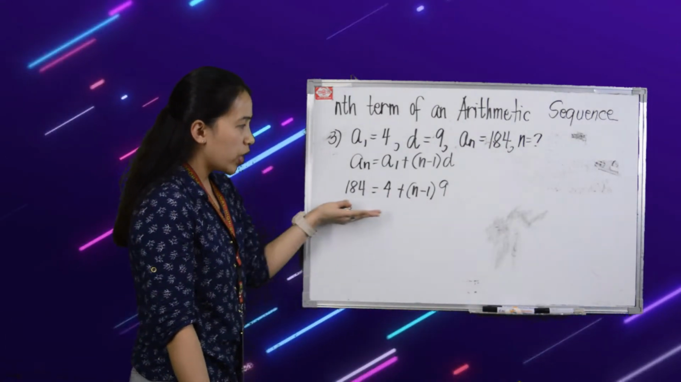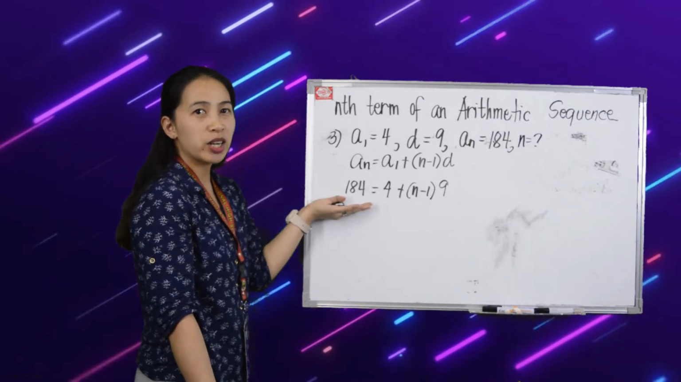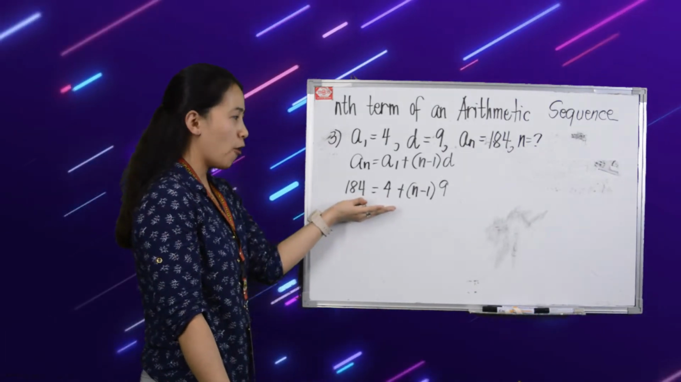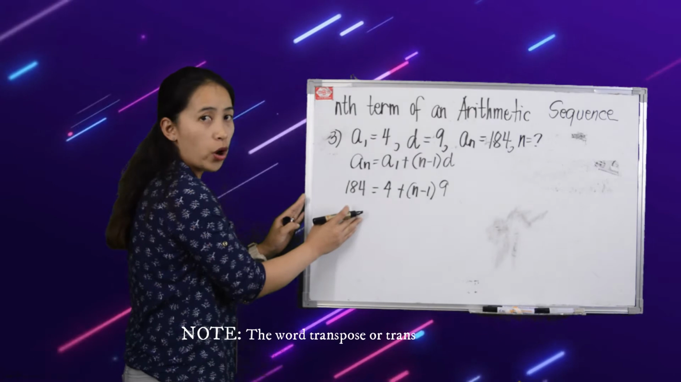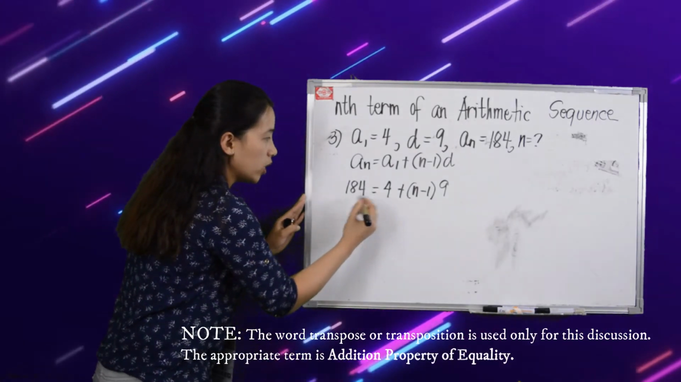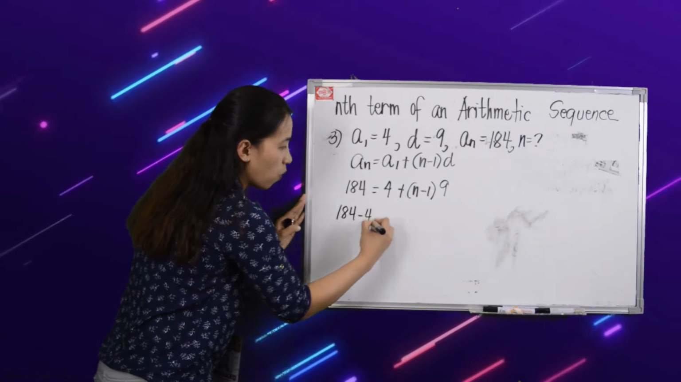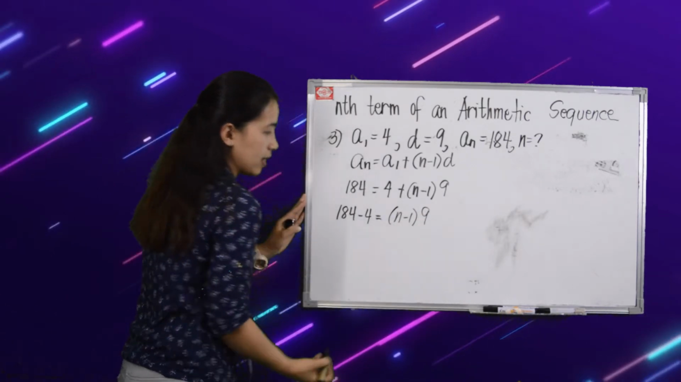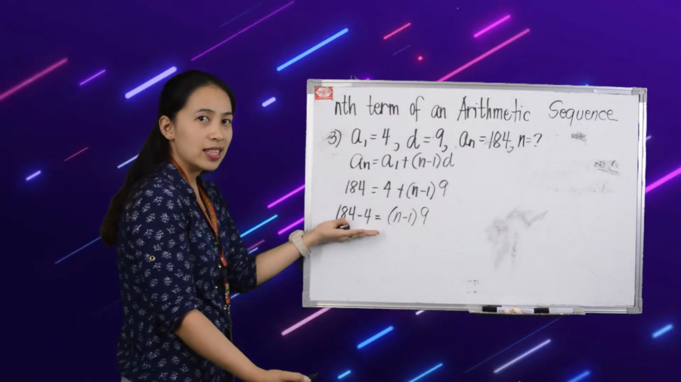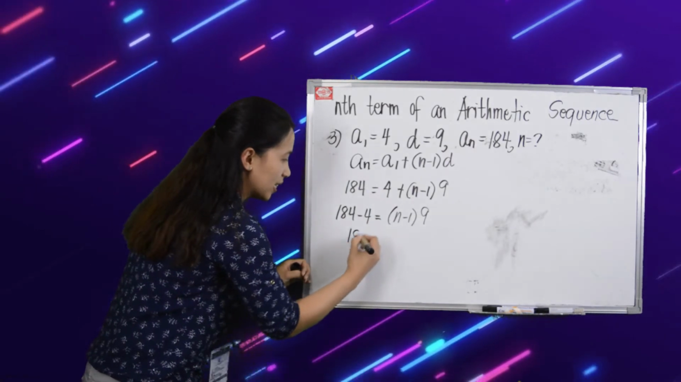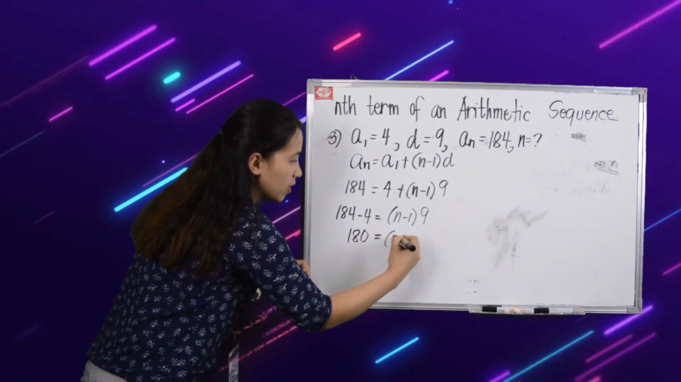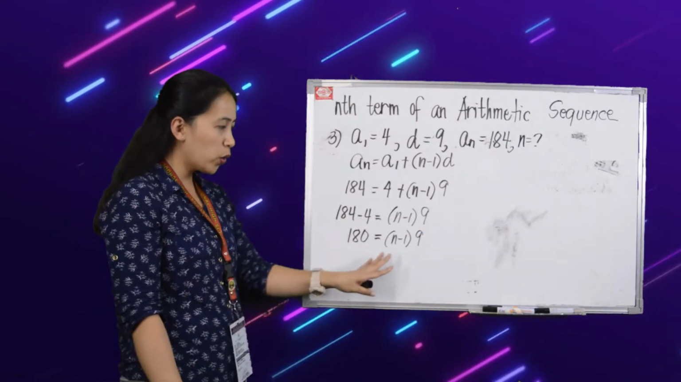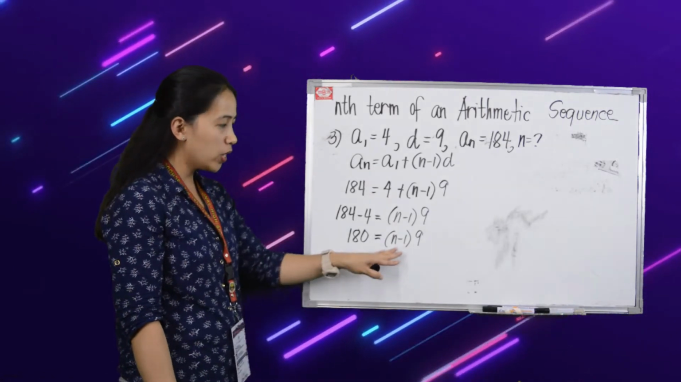How are we going to isolate n? First, try to observe the equation. What are the similar terms you can combine? 184 and 4. So, we're going to transpose 4 to the other side of the equation. So, 184 minus 4 is equal to the quantity n minus 1 times 9. What is the difference? 180 is equal to the quantity n minus 1 times 9. Take note, our goal is to look for n.